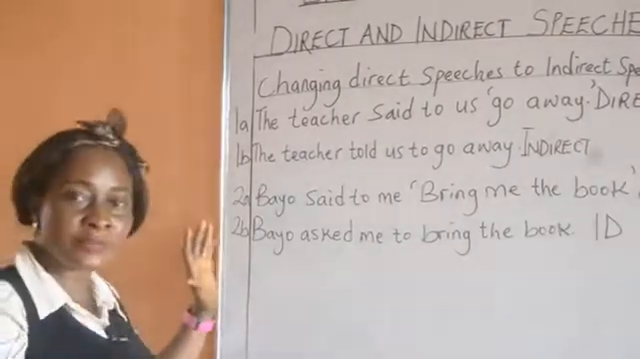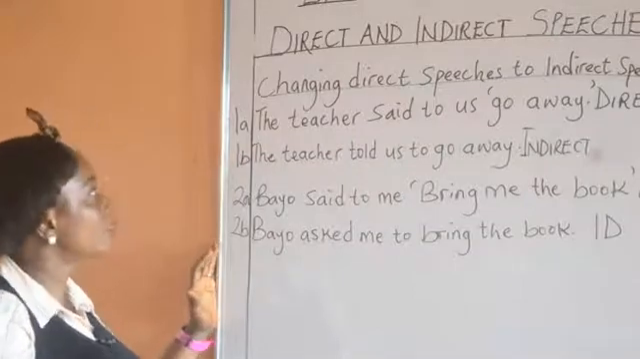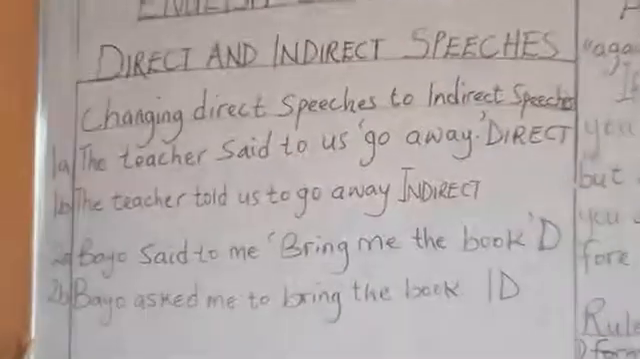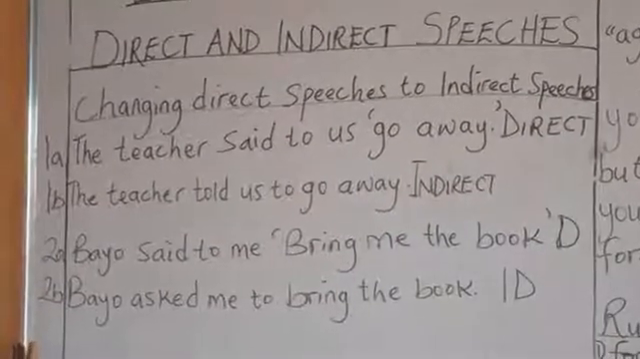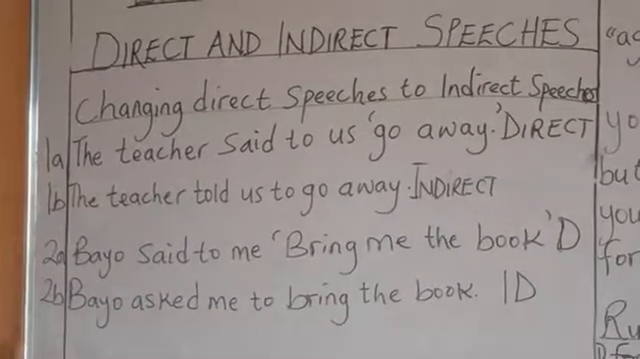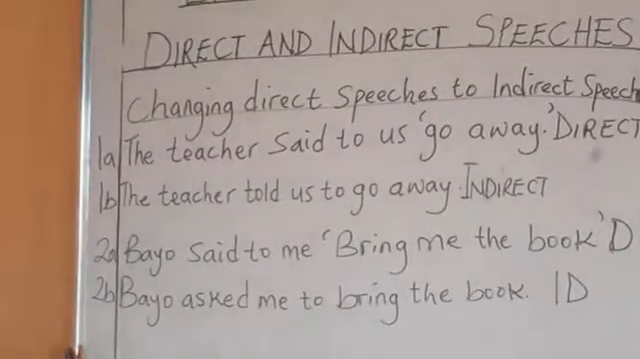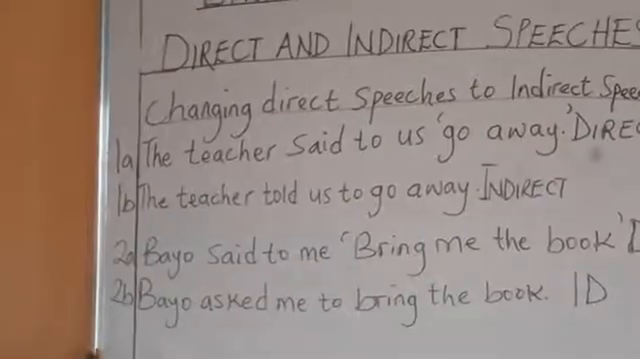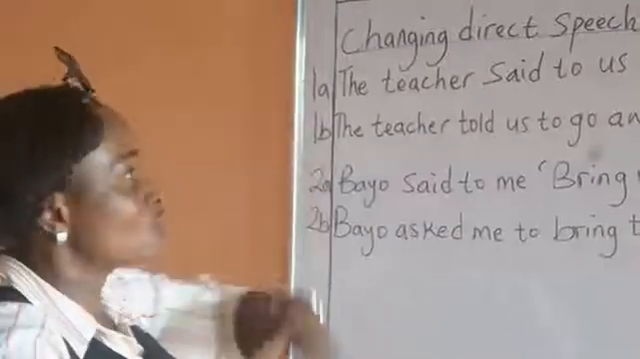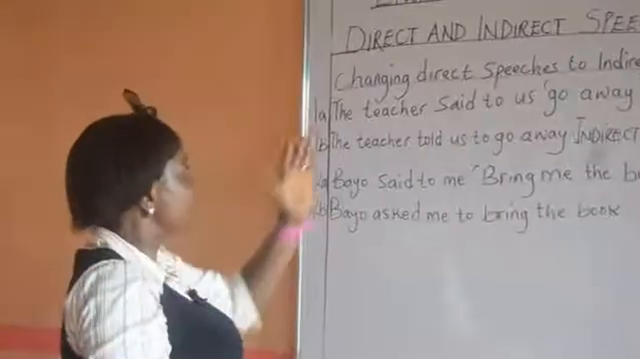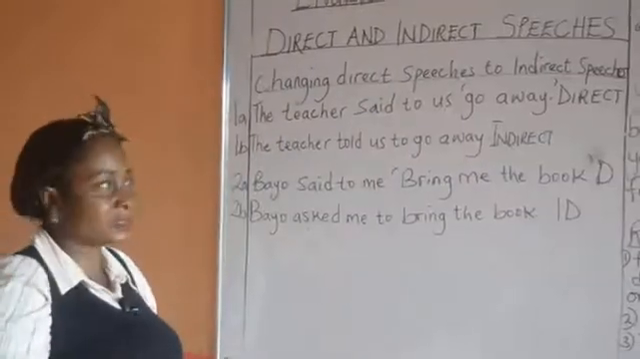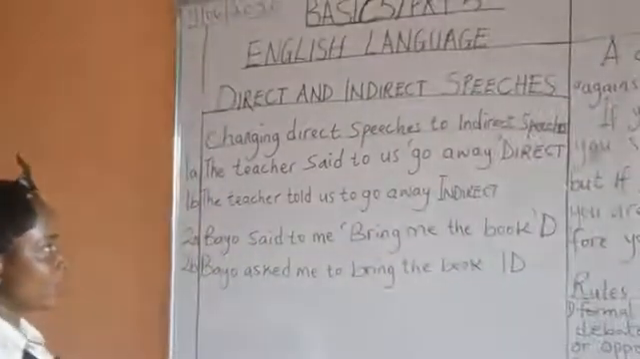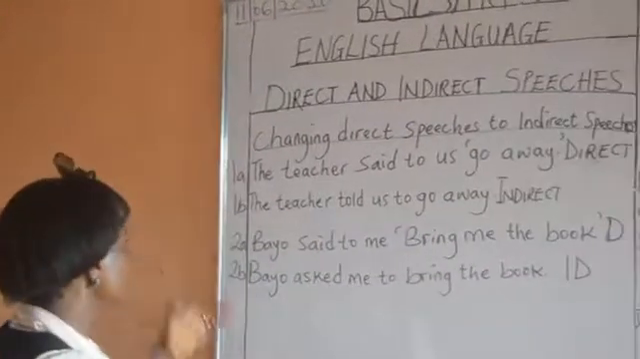I have 2 examples on the board for you. Number 1A says, the teacher said to us, go away. You are speaking exactly the way the teacher spoke by saying, go away. That was what the teacher said. I take it again. The teacher said to us, go away. That is the direct form, or it's a direct speech.